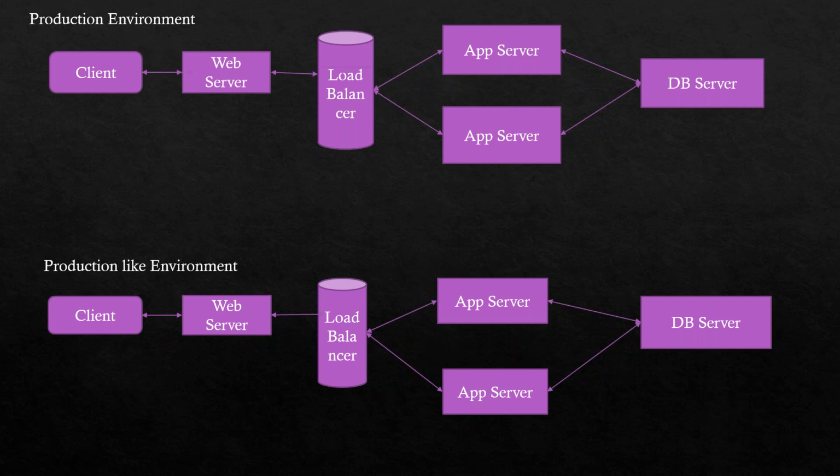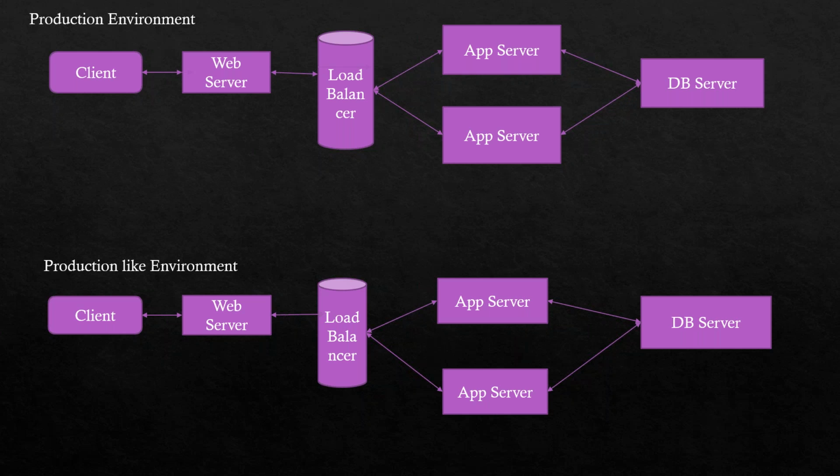So whatever infrastructure is available in production, a similar kind of infrastructure should be available in our testing environment as well. For example, in production, there are 2 application servers and 1 database server. Then in the environment where we are testing, we should also have 2 application servers and 1 database server. In that case only, we'll be able to test the application for performance.